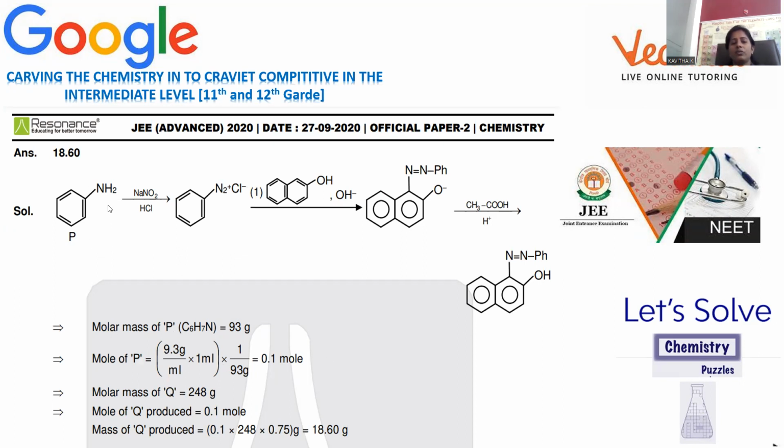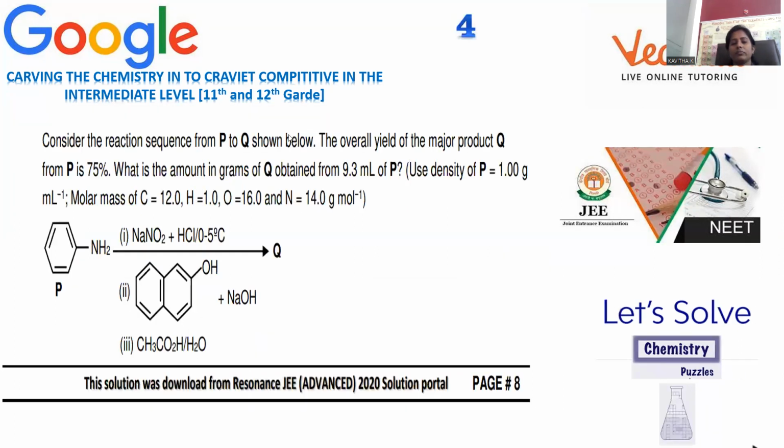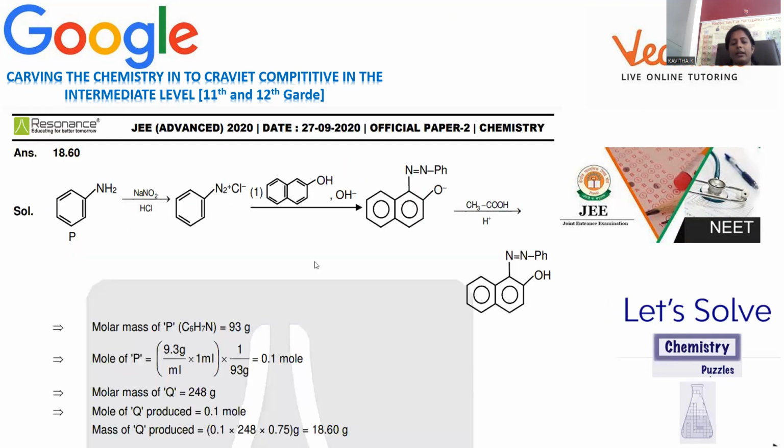P is the aniline, no? Being aniline, you have to calculate its molecular weight. Molecular weight is calculated as 93 grams. If molar mass is known to you, the number of moles is easy to calculate. Number of moles is equal to weight by gram molecular weight. The weight of this P can be taken as 9.3 ml, right? 9.3 ml can be taken.